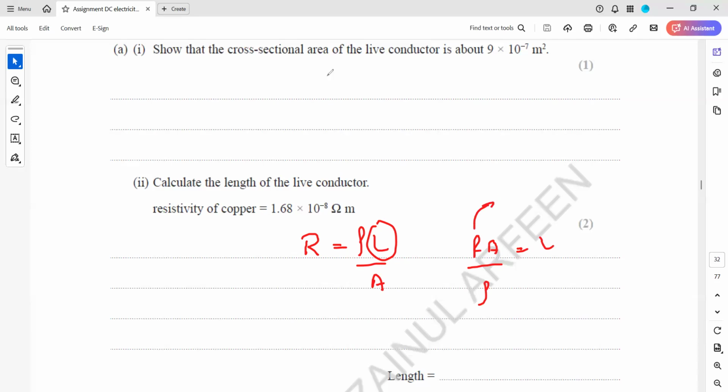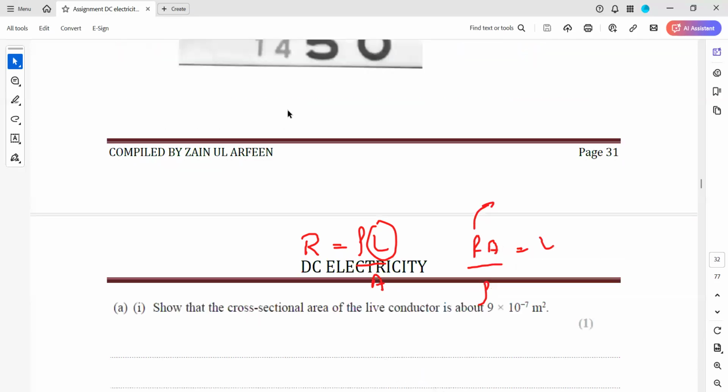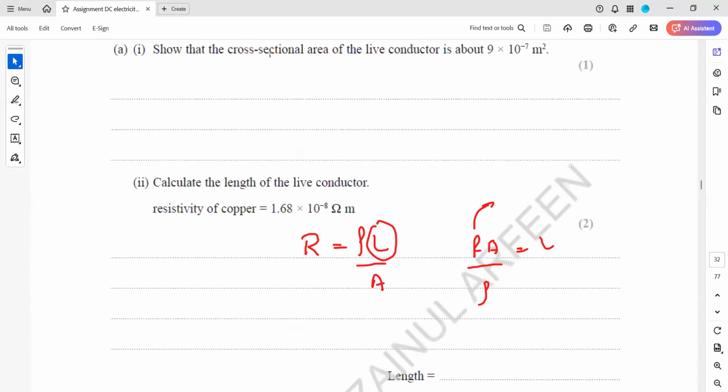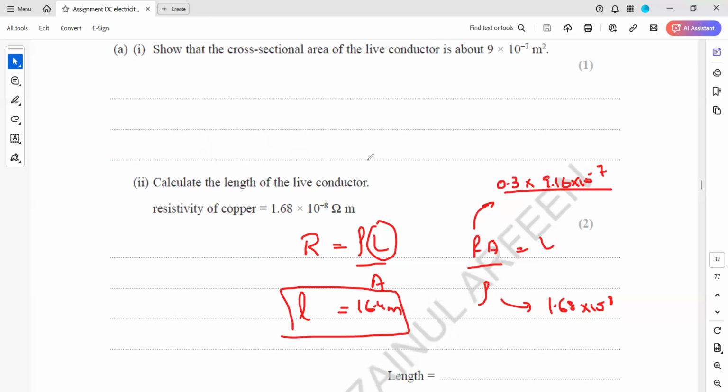R is the resistance which was shown in the beginning, that was 0.3 ohm. So this is 0.3. Cross-sectional area was 9.16 exponent minus 7. And the resistivity is also given, that is 1.68 into 10 to the power minus 8. So just substitute the values, the product of these divided by 1.68, and that will give us the length of this conducting wire, which is 16.4 meter. That's the length.